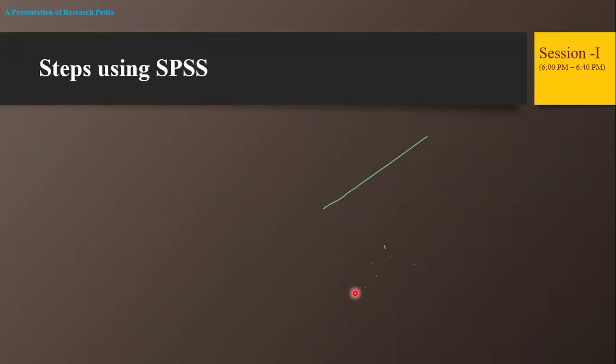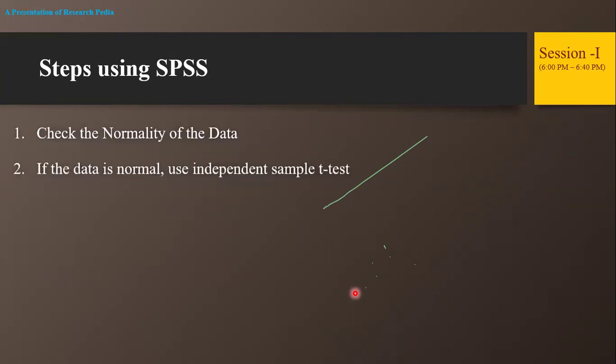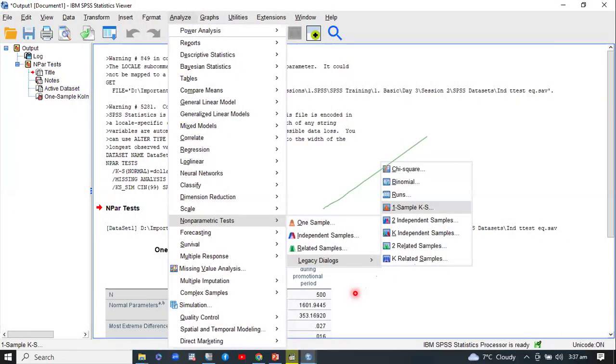So what steps are we interested in in SPSS? First, we need to check the normality of the data. Then, if the normality is confirmed, we need to apply the independent sample t-test. Then we need to check whether the equality of variance assumption is fulfilled or not. So these are the three steps when you are considering your normal data for two group mean comparison. So here it started. You need to go to Analyze, then click on Non-parametric Tests, then Legacy Dialogs, then 1-Sample K-S. This is the procedure for normality testing.